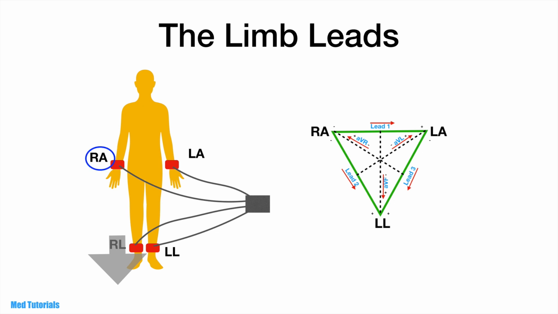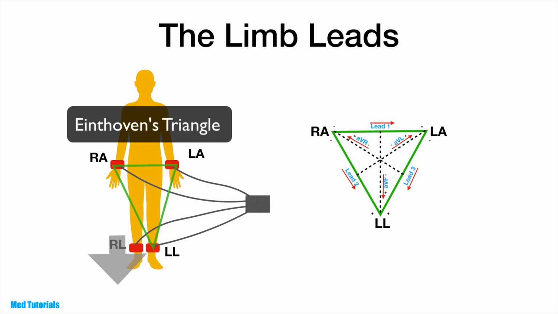We have electrodes that are attached to the right arm, the left arm and the left leg. An electrode is connected also to the right leg, but it functions as a ground to prevent alternating current interference. If we take the 3 recording electrodes, we get a triangle known as Einthoven's triangle.